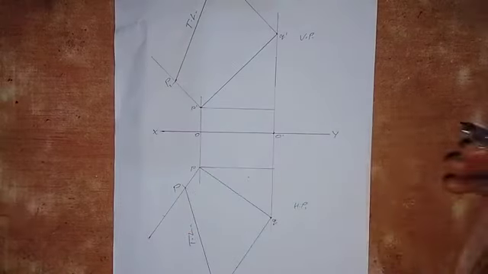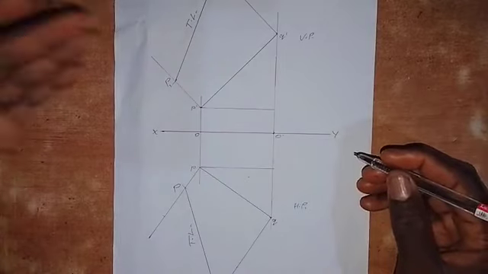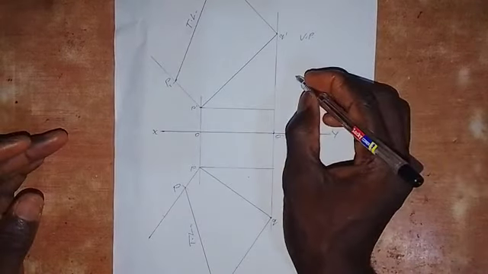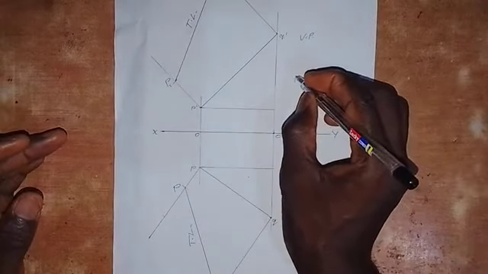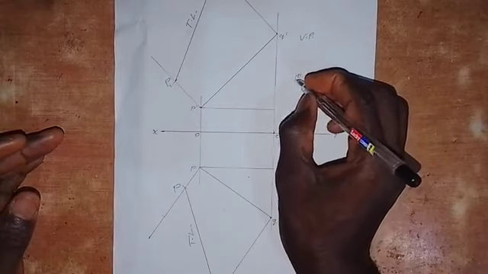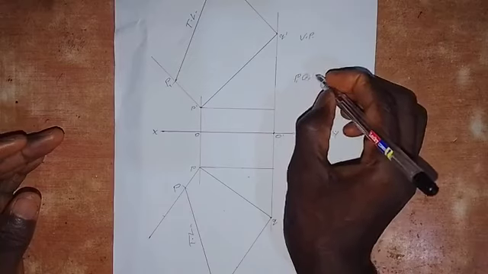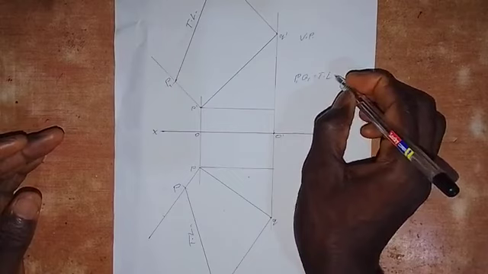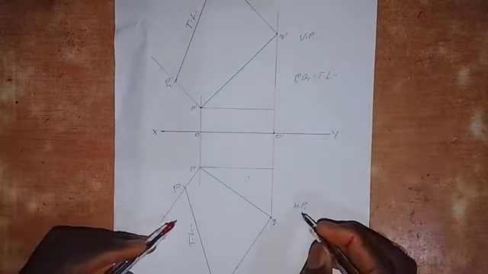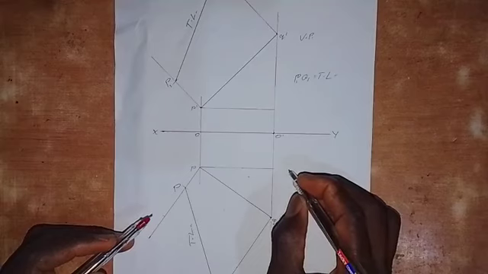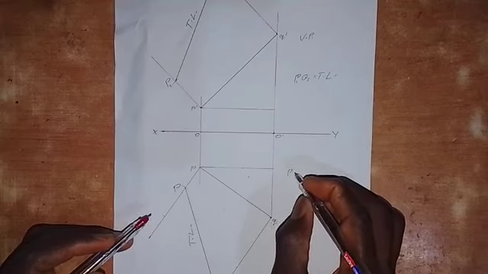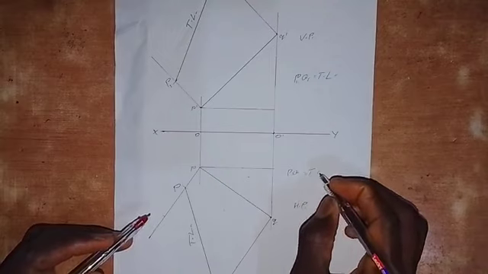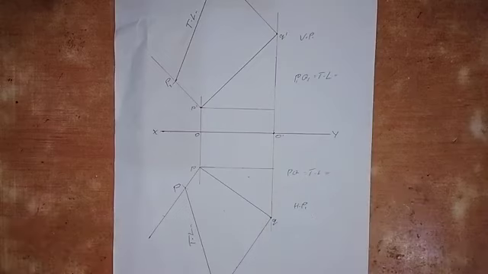So now let us write down the length or the measurement of the line. Here in the vertical plane, we have P1Q1, which is equal to the true length. Okay, what is the measurement? Also for here in the horizontal plane, we have PQ, which is equal to the true length, and is equal to, so let's take the measurement now.